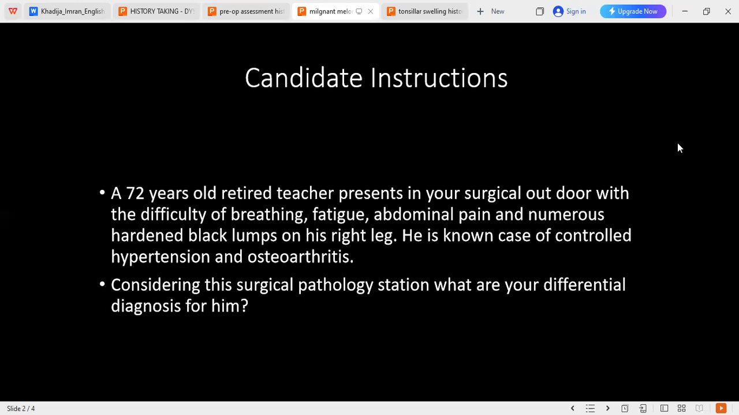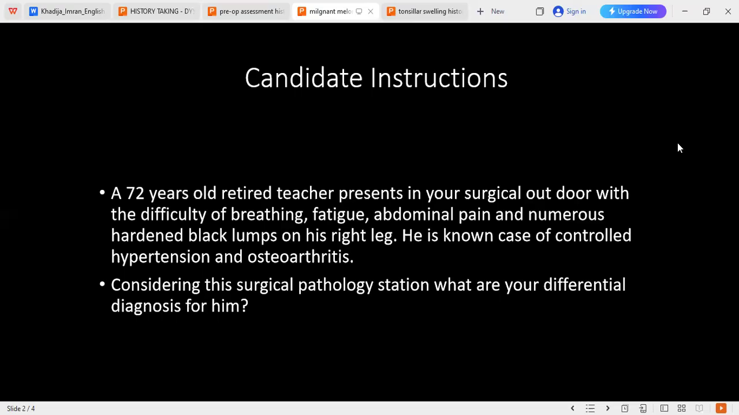I'll confirm my diagnosis by taking history, examination, and investigation. In investigation, I will do the FNAC or biopsy from the lumps in the legs, and I'll do the X-ray or CT scan of the chest and abdomen, and some blood tests. How would you define the term melanoma?